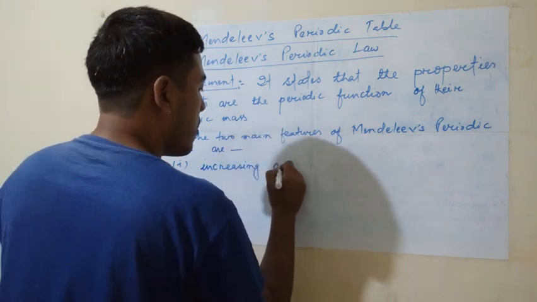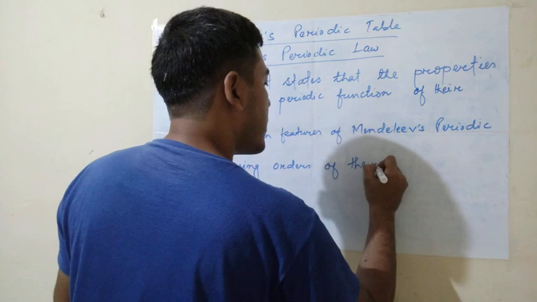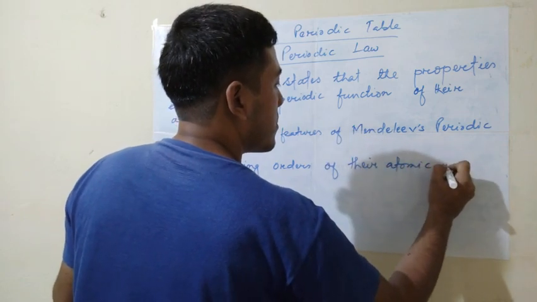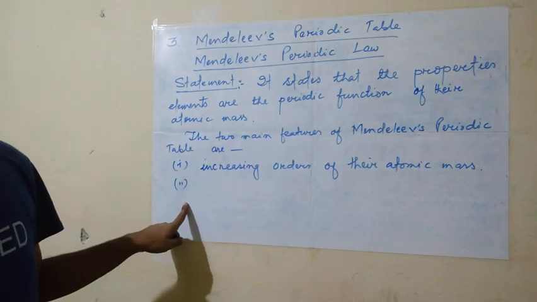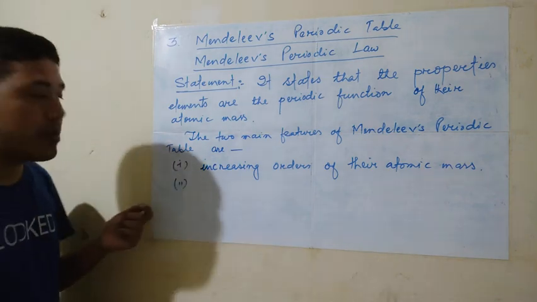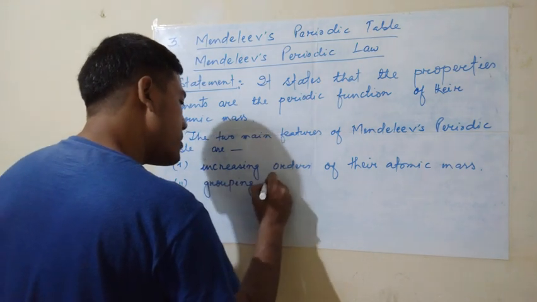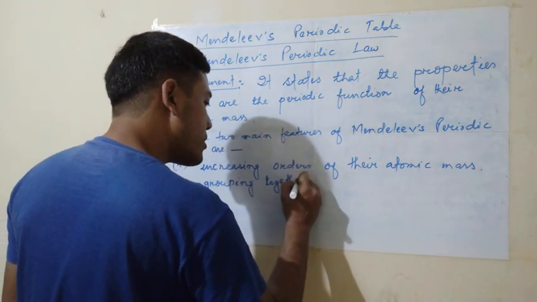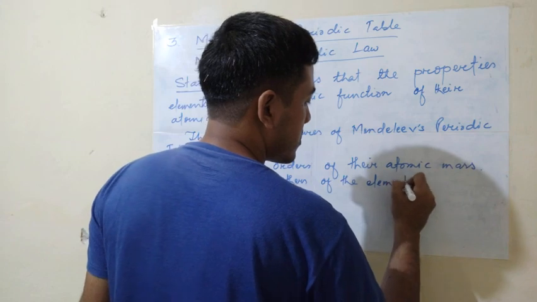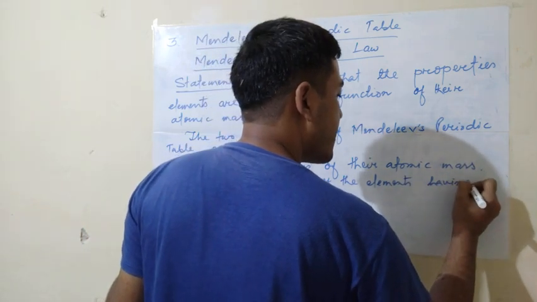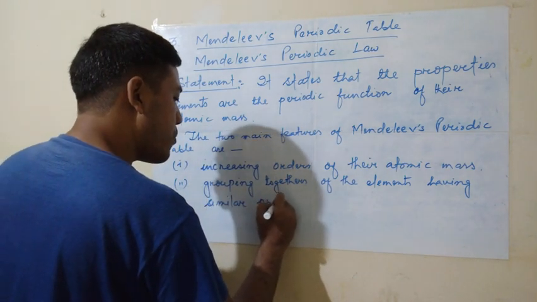Increasing order of their atomic mass. The number two is the grouping together of the elements having similar properties.